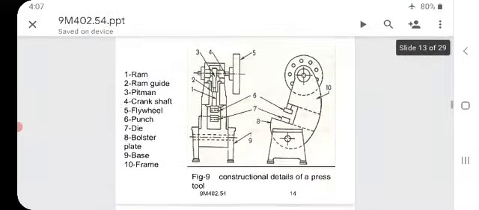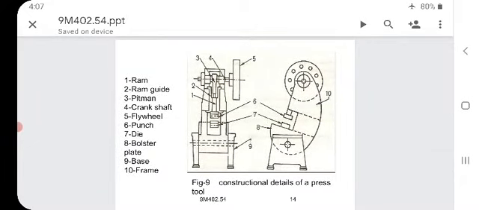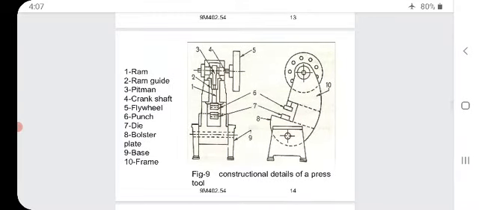See the figure, the construction details of a press tool. I think you are all getting this figure on your screen, right? I will go through the main parts. The first one is the ram, second the ram guide, third the pitman, fourth the crankshaft, fifth the flywheel, sixth the punch, seventh the die, eighth the bolster plate, ninth the base, tenth the frame.